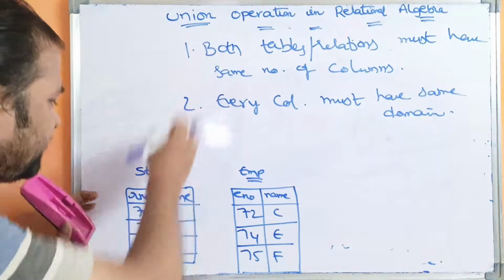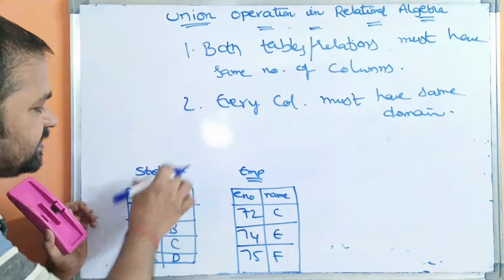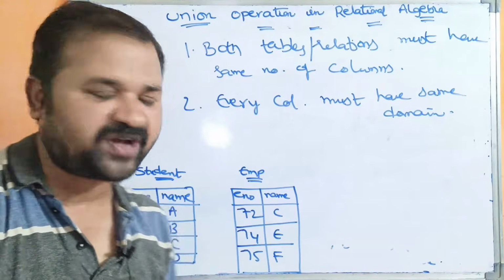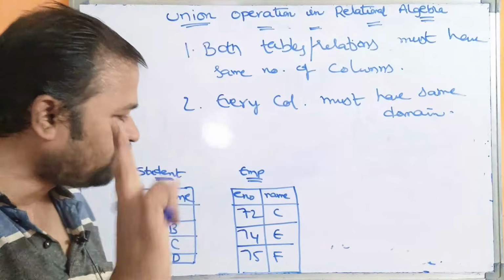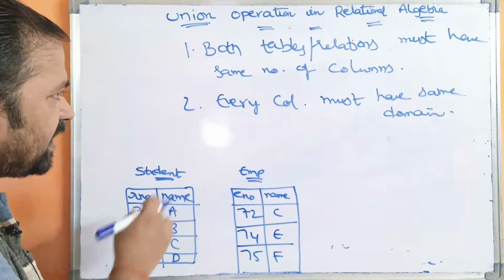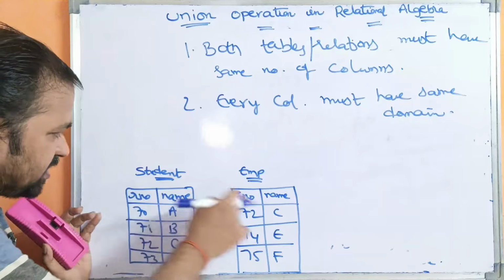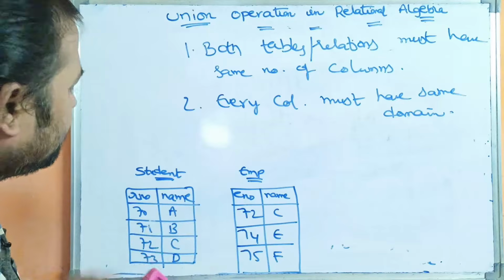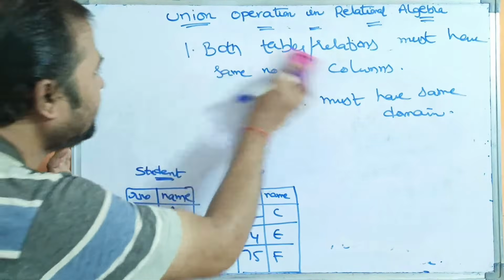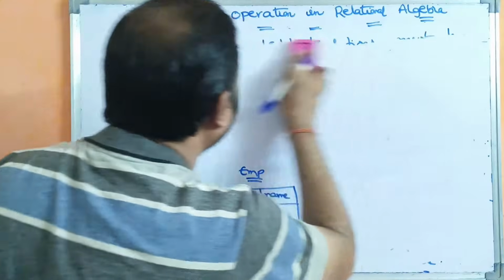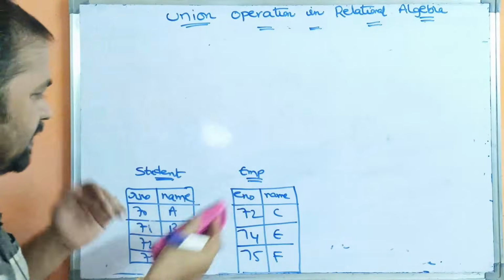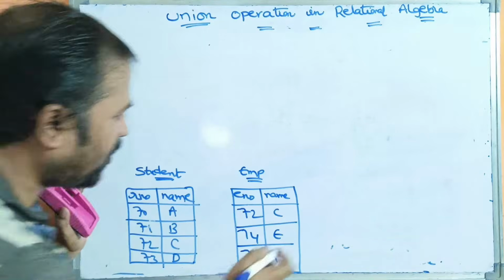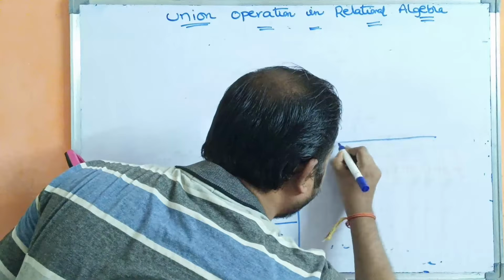Okay. If we take this example, these two conditions are satisfied. The first condition is both the tables must have the same number of columns. So student table and employee table have two columns. And the second condition is every column must have the same domain. So the first column has the integer domain. Second column has the character domain. So now we can apply the union operation. Let us apply union operation on this student and employee relation. If we apply union operation on student and employee, then a new table will be generated.